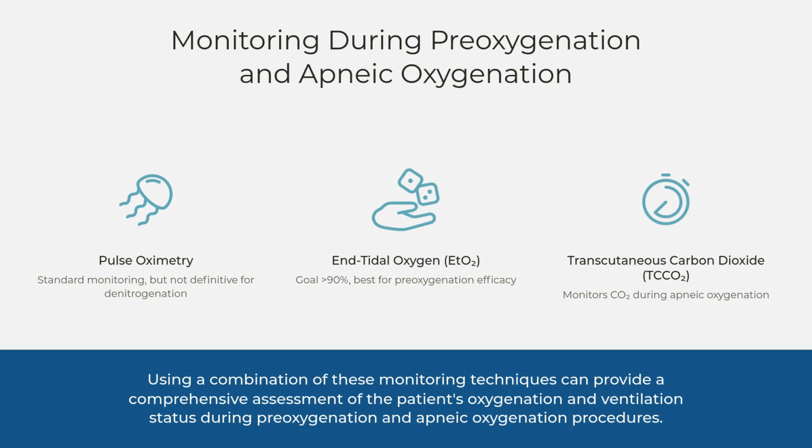A saturation of 100% doesn't confirm full denitrogenation, and it may not rise in patients with shunt despite a good oxygen reservoir. End-tidal oxygen, or ETO2, is the best tool for preoxygenation, with a goal of over 90% to confirm adequate alveolar oxygen levels, though it requires a normal capnogram to be reliable.